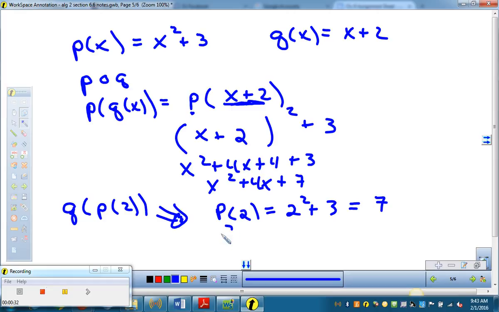Now we want q of that value. So I plug 7 in where? Into the q function. So I write my big blank plus 2, that's the q function. What goes in the blank? 7. Our answer? 9.